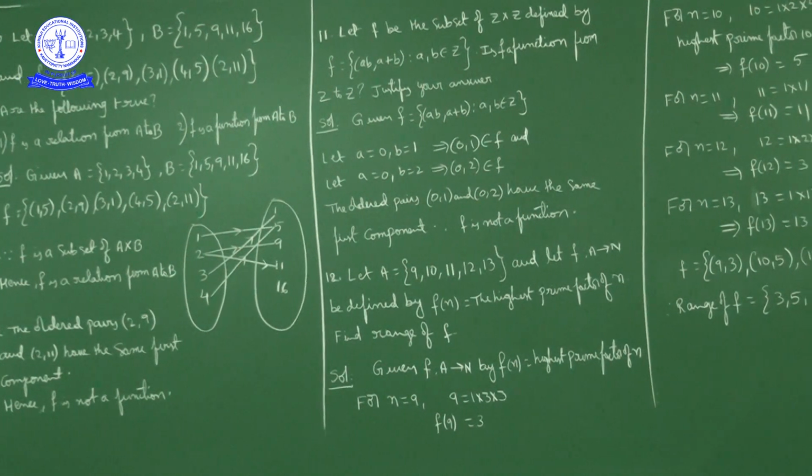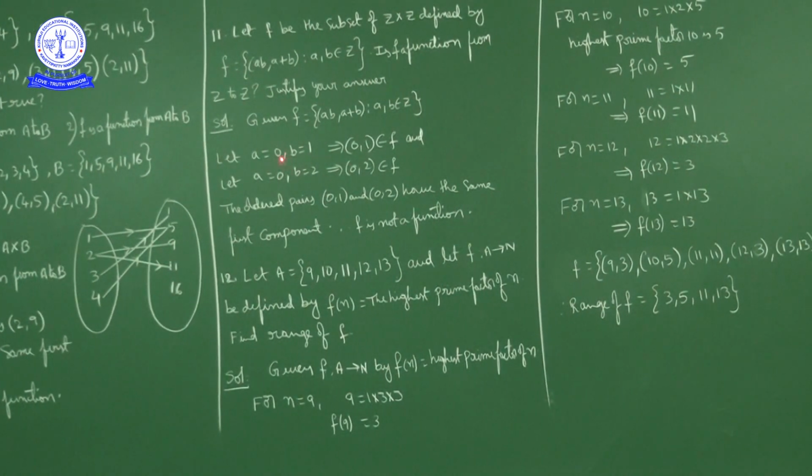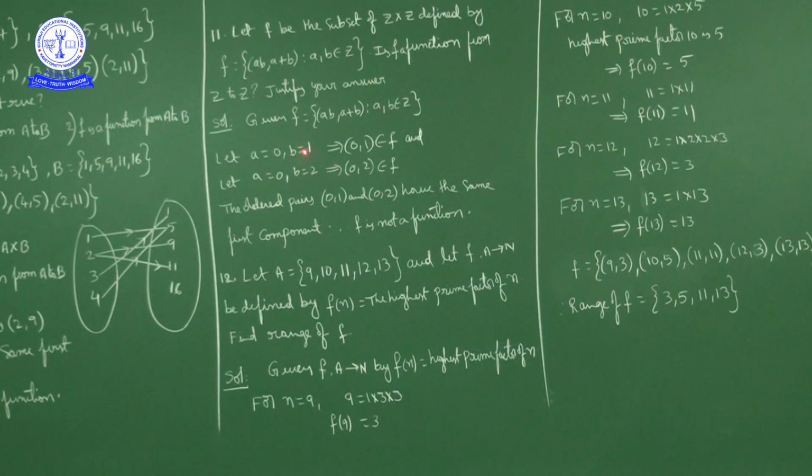Now if I consider A is 0 and B is 1, the first element is the product, 0, and the second element is the sum, 0 plus 1, which is 1. So the ordered pair (0, 1) belongs to F. Now if we consider A is 0 and B is 2, the first component is the product of these two, 0, and the second component is the sum of these two, that is 2. So (0, 2) belongs to F.